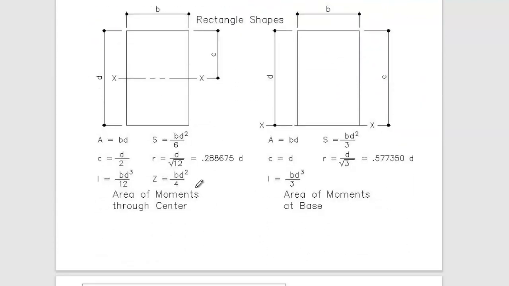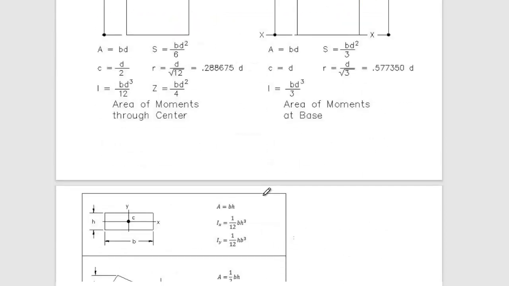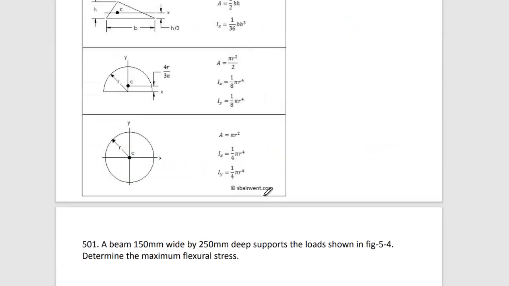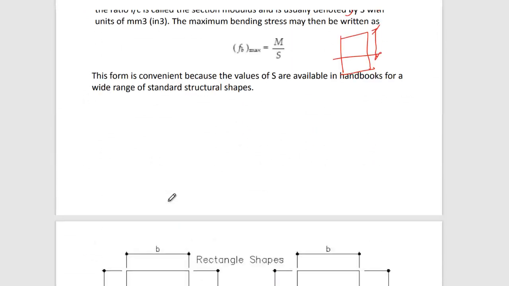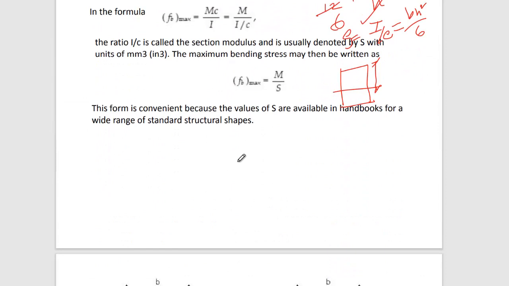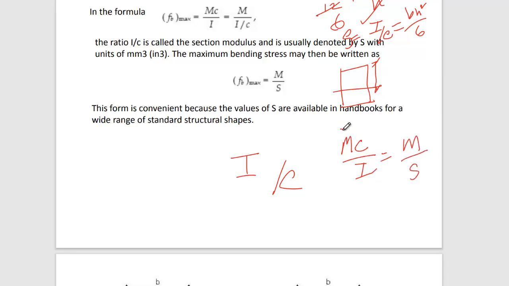There are some examples of calculating S, so you don't have to do this, but you can practice finding this section modulus, or you can directly use I by c. It's up to you. No issue. You understand? This is just a shortcut. You can use this M c over I, which equals M by S. If you are comfortable using this one, you can use it. Please review whatever you took as notes. I'll give you a 10 minute break. After that we'll do some problems on it.